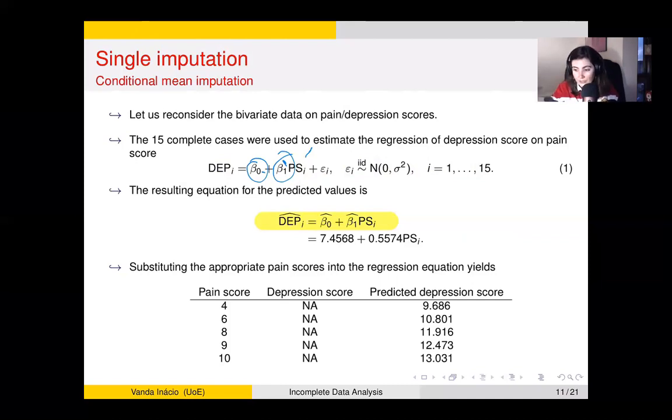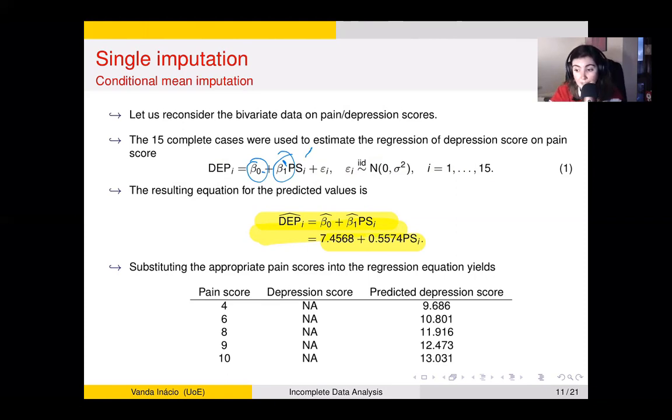For instance, to make things more concrete, for the 5 individuals that have missing values on the depression score, I know their pain score, right? So if I want to use this equation to predict their corresponding depression score, for the first individual I just replace the pain score by 4 and do this calculation here, and I obtain the predicted depression score, and the same for all the other 4 individuals.